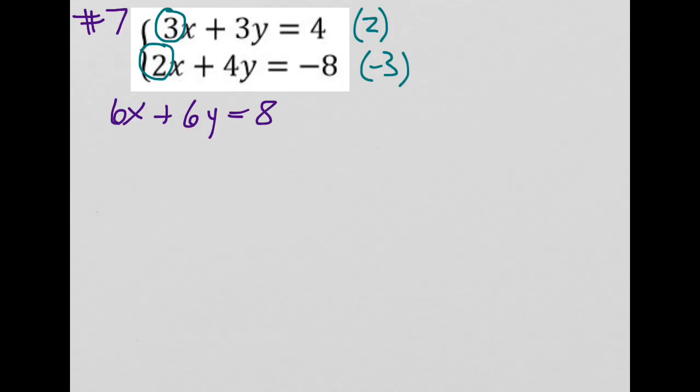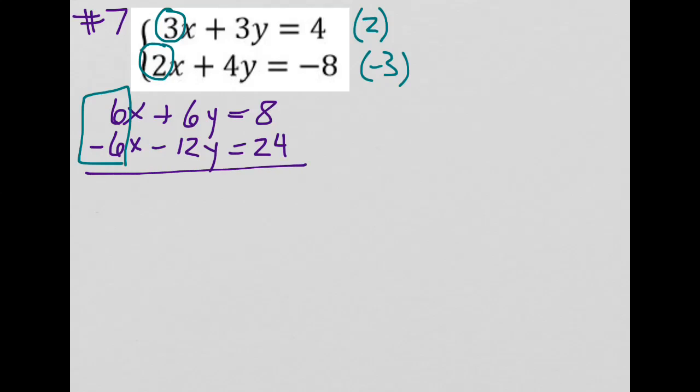Now I'm going to multiply the whole second equation by negative 3. 2 times negative 3 is negative 6x. Again, that's what I'm looking for. I'm looking for the same coefficient with different signs so that I can eliminate that variable. Okay, getting on back, 4y times negative 3 is negative 12y, and negative 8 times negative 3 is positive 24.